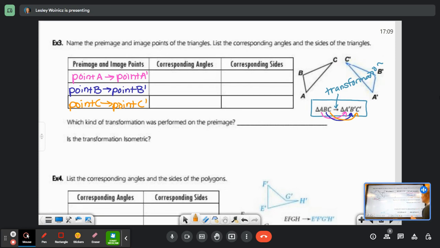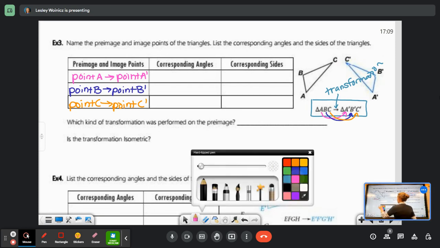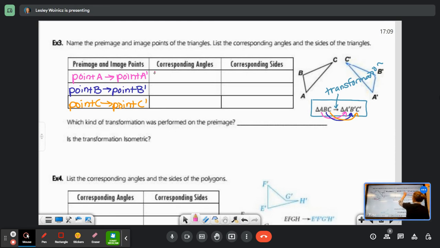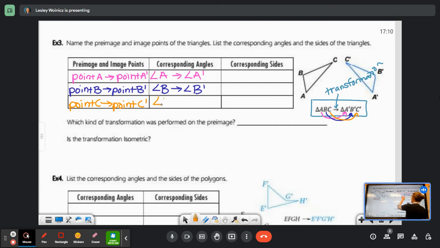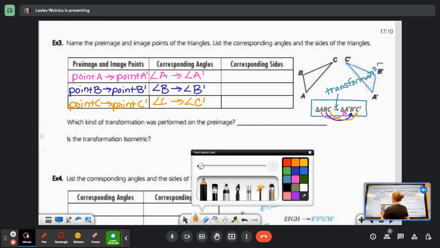Now we have to list corresponding angles. So angle A gets transformed into angle A prime. Angle B gets transformed into angle B prime. Angle C gets transformed into angle C prime. You guys seeing a pattern here? Okie dokie.